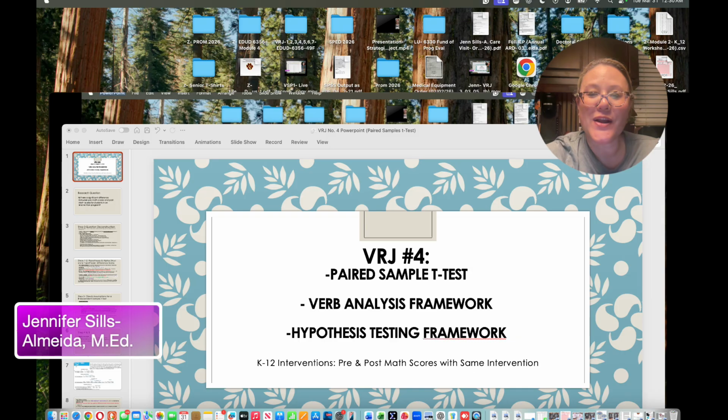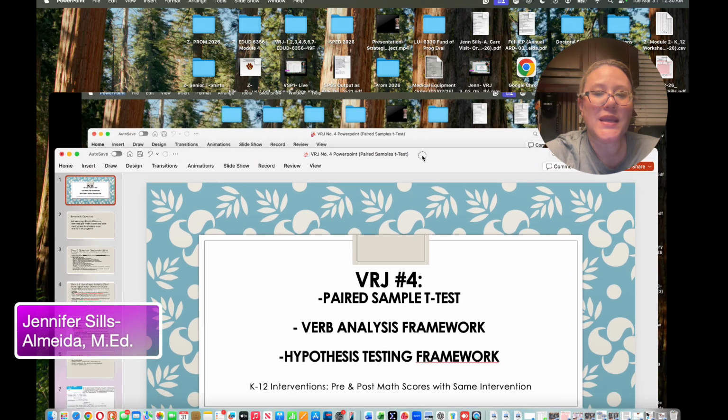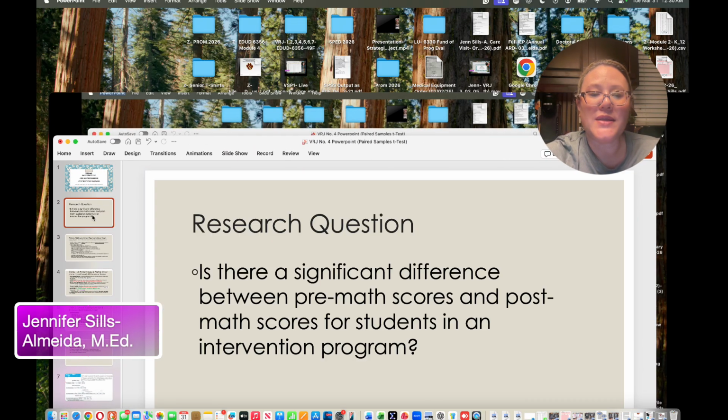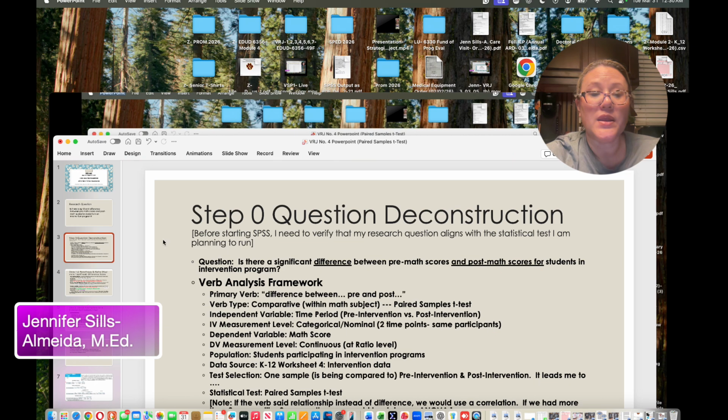Today I am going to be talking about paired sample t-tests, and I'll be going over the verb analysis framework and hypothesis, allowing you to see how everything works. The first thing that I want to do is state the research question. Is there a significant difference between pre-math scores and post-math scores for students in an intervention program? Step 0 of this is looking at the verb analysis framework.